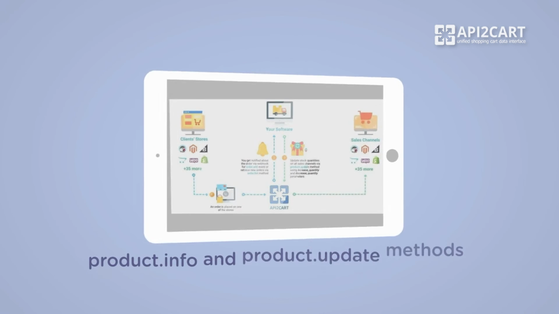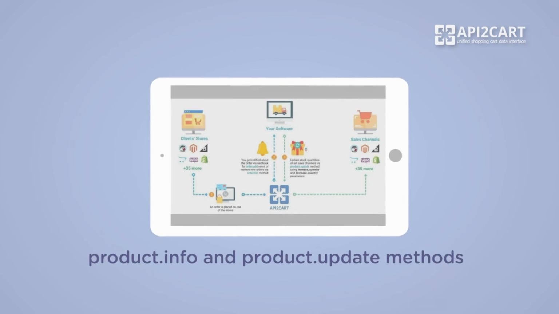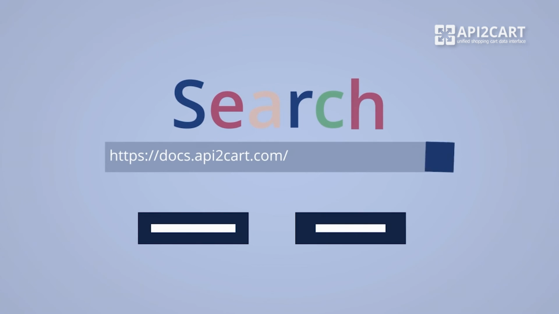For inventory control, to double check product availability, you can use the product info method, which returns the item quantity in stock. Via the product update method, you will be able to automatically update the stock level of a product. For more information about our API methods, please visit our documentation.